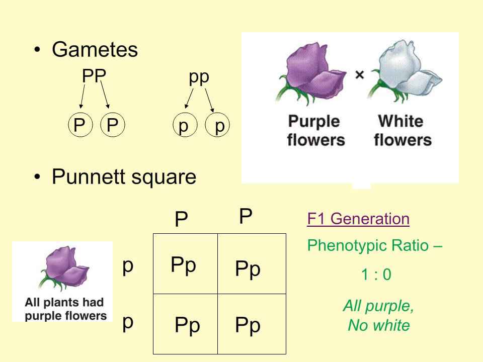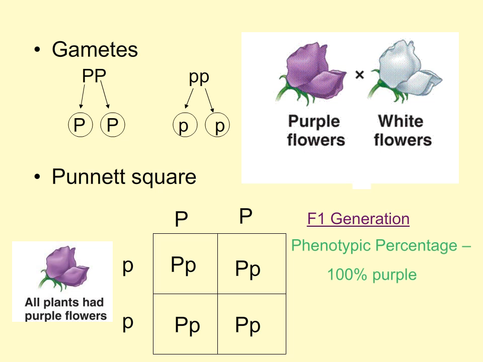We can express the phenotypic probability as a ratio as well. The phenotypic probability is also 1 to 0 because all the offspring will have purple flowers. There is no chance the offspring will have white flowers. What is the chance the offspring will have purple flowers from this cross? 100%. What is the chance the offspring will have white flowers? 0%.